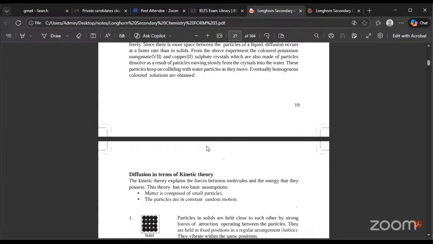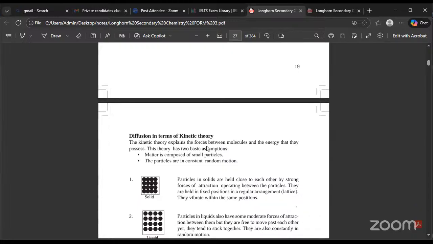Those are experiments for diffusion of both gases and liquids. I hope I'm not moving too fast, but I just have to tell you those things. Actually, that one is diffusion.